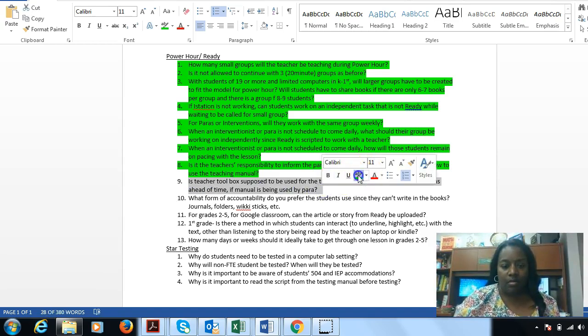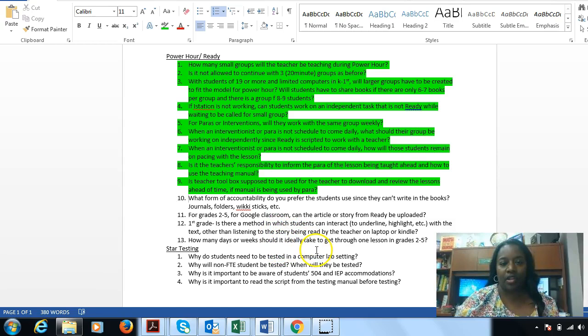All right, number 9, is the teacher toolbox supposed to be used by the teacher to download and review the lessons ahead of time? Is the manual to be used by the para? Again, I'm not going to get into a strict answer on that because some teachers may actually prefer the use of their manual, while others may prefer using the computer online and then lend the manual to the paraprofessional. Here is the answer: each party who is delivering the instruction and working with kids needs to be resourceful and knowledgeable of the answers.